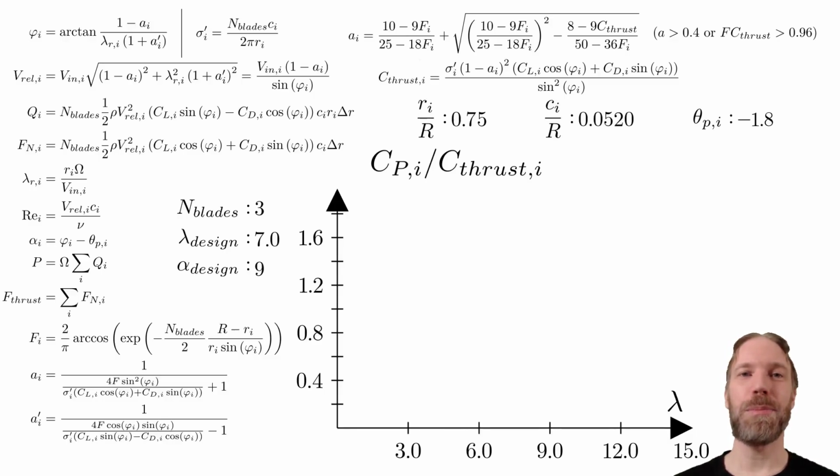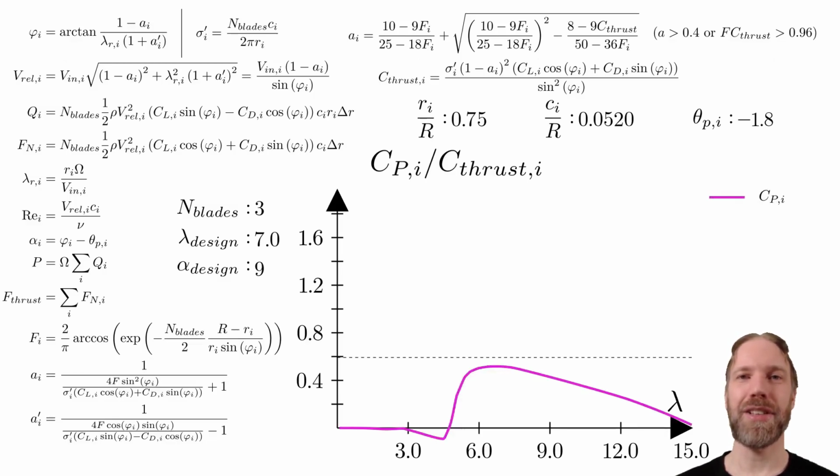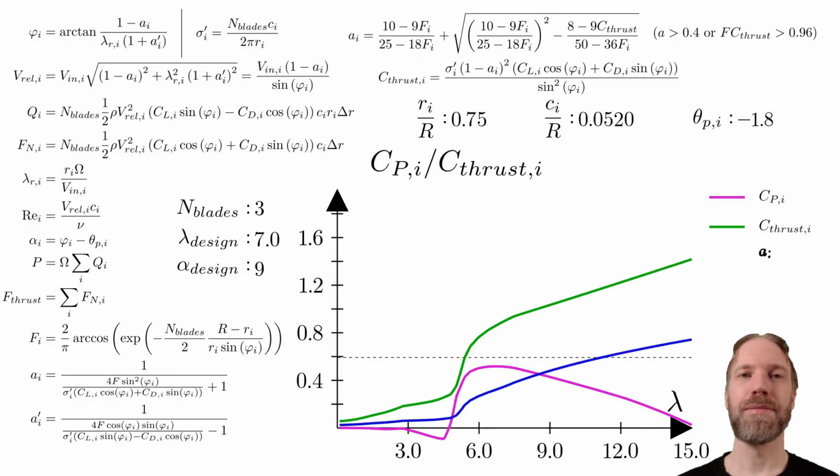The dashed line represents the Betz limit. The purple line is the calculated power coefficient. The green line is the thrust coefficient. The blue line is the actual induction factor. We can see that both the thrust and the actual induction factors increase with the tip speed ratio, while the power coefficient peaks slightly below 7. Note that the graph shows the turbine tip speed ratio, which always is calculated using the full turbine radius.